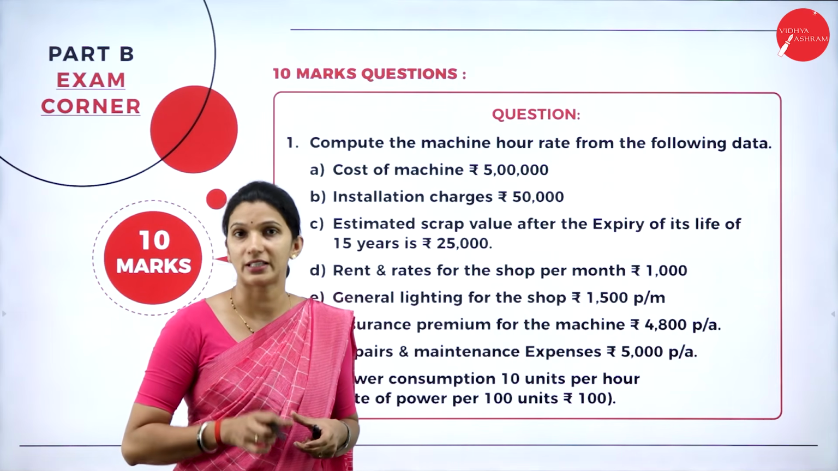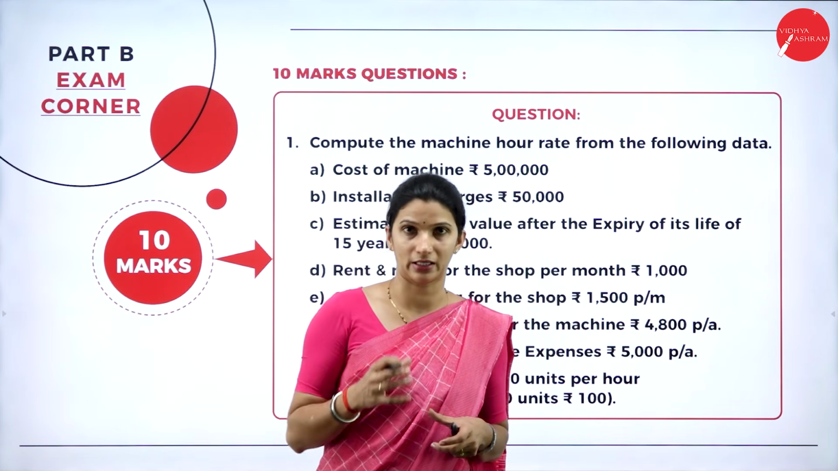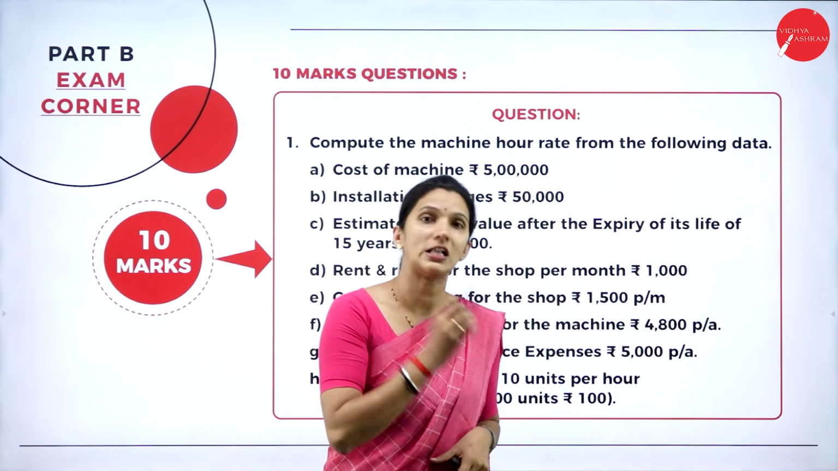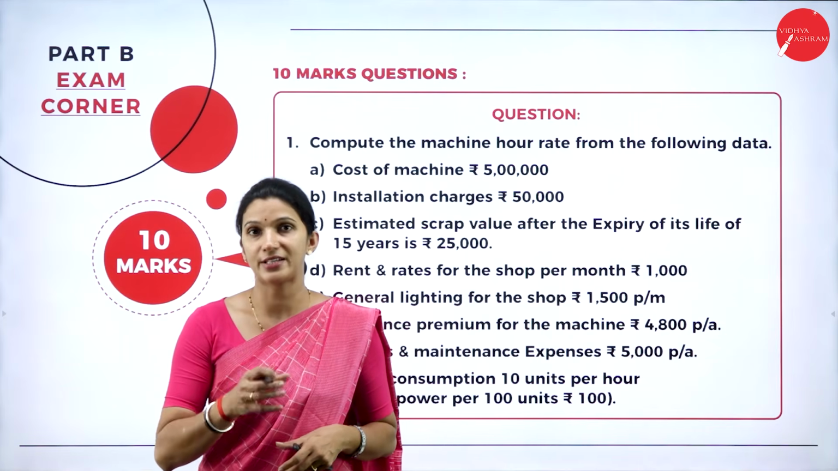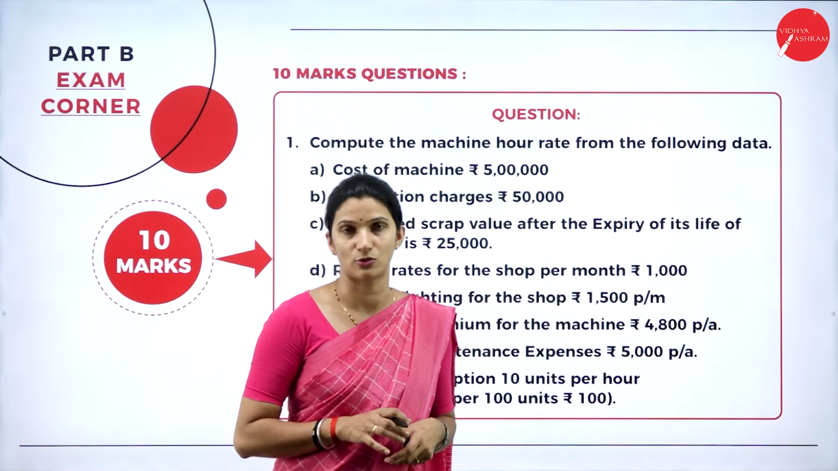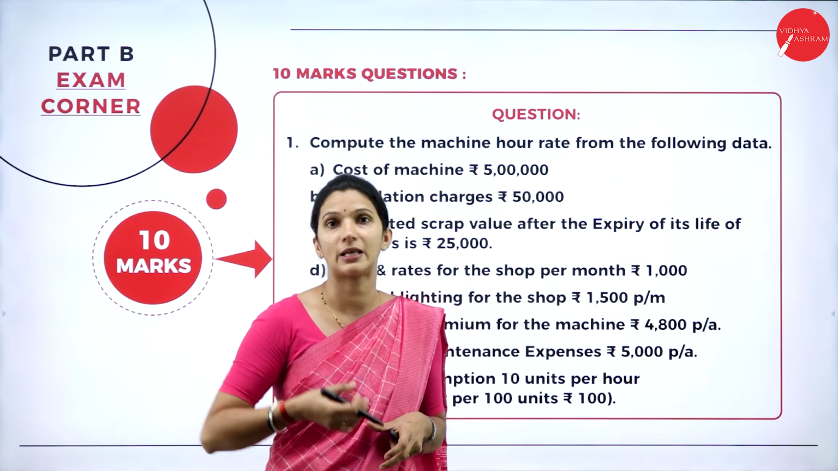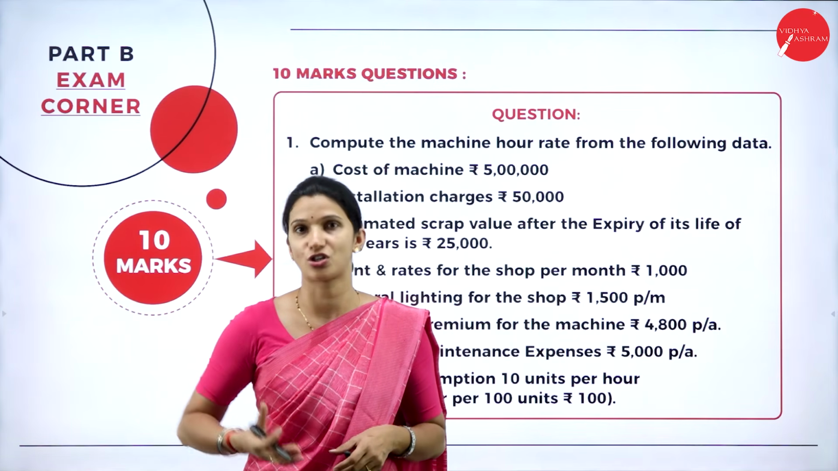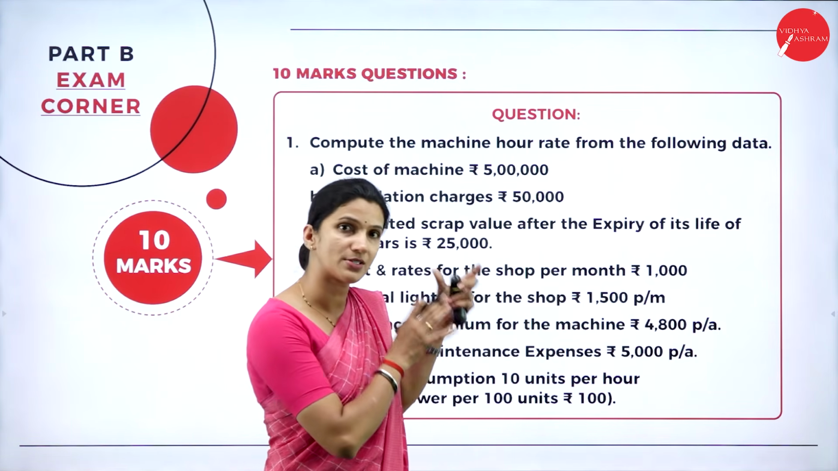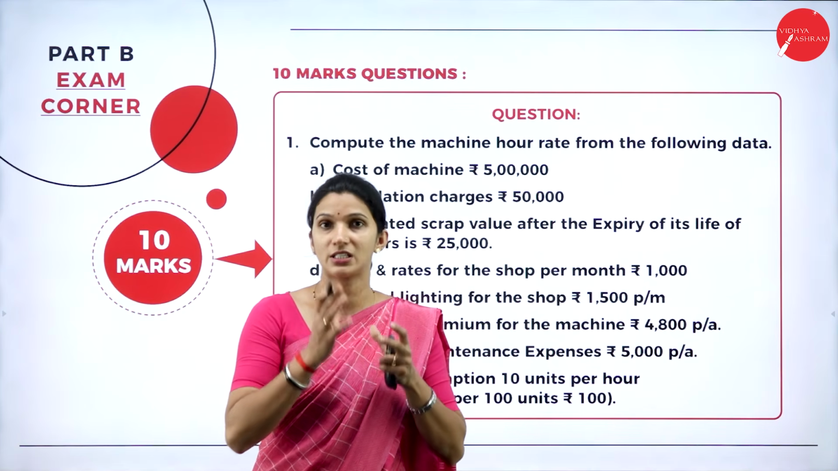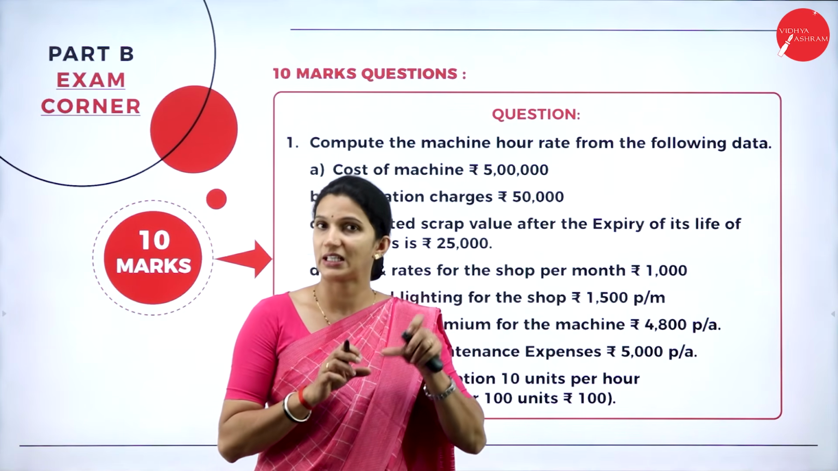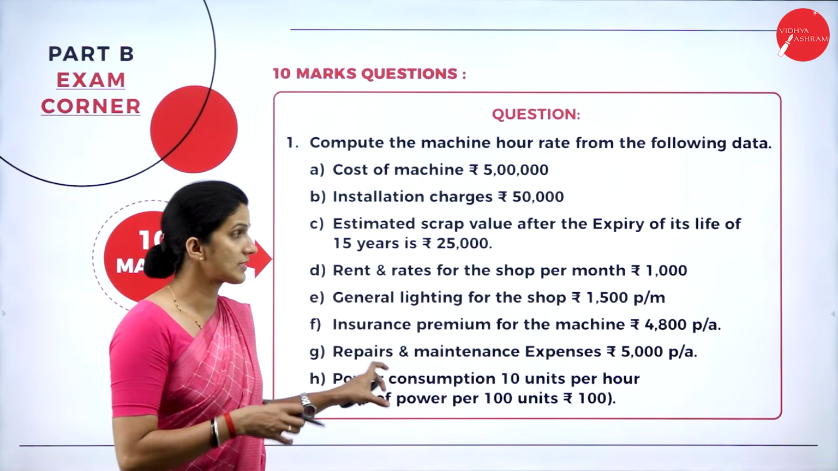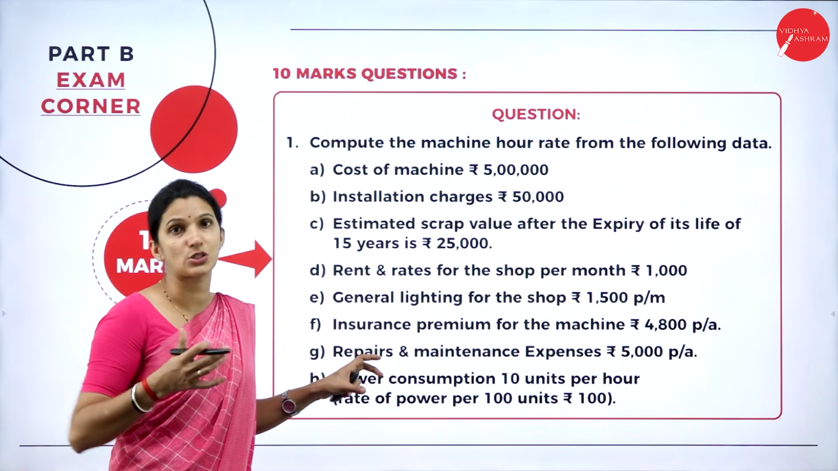Another question that you can expect is Taylor's and Merrick's differential piece rate system. Along with that, you also have Halsey's and Rowan's premium plan, which we have discussed in detail in the concept classes also. You need to study both the concept and the labor cost unit. And one more question that is asked is about the cost sheet. If the cost sheet is asked for 10 marks, then the estimated cost sheet you can expect for 15 marks. In the last year question paper, the detailed cost sheet was asked for 10 marks. So in today's session, I'll simply explain how to solve these questions.